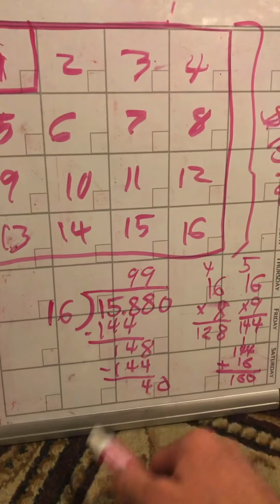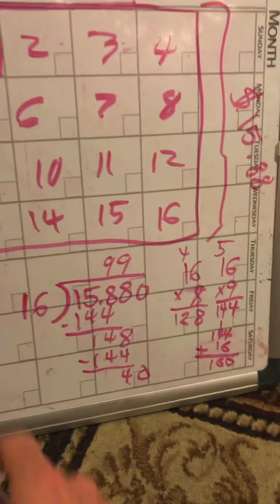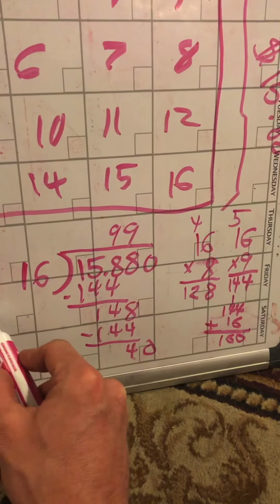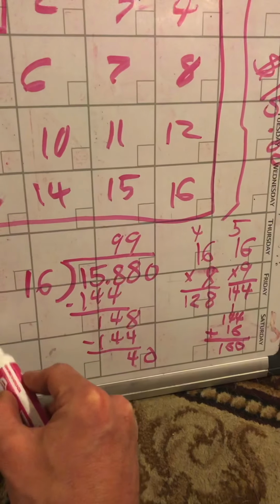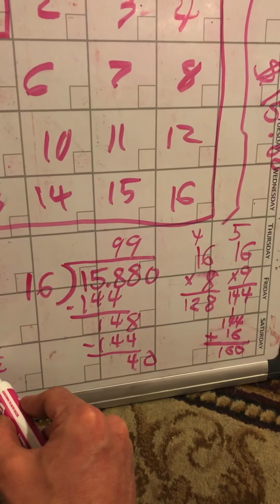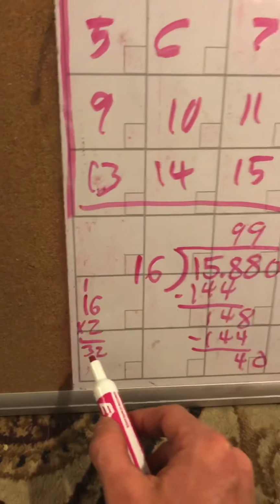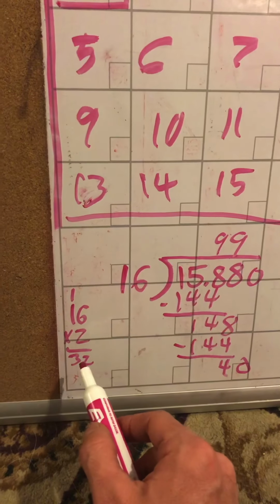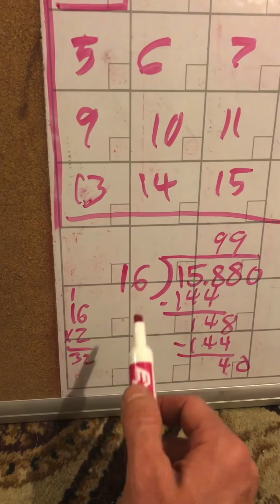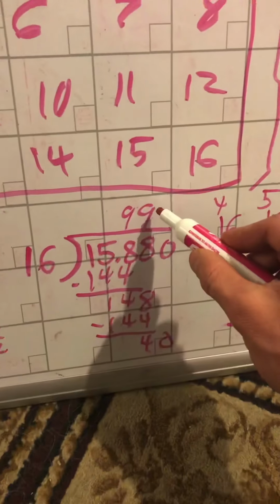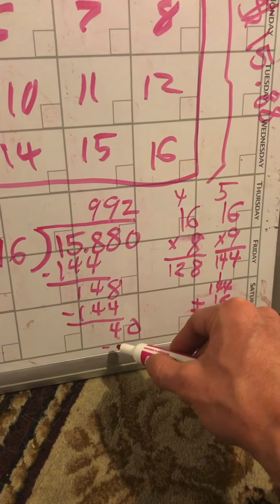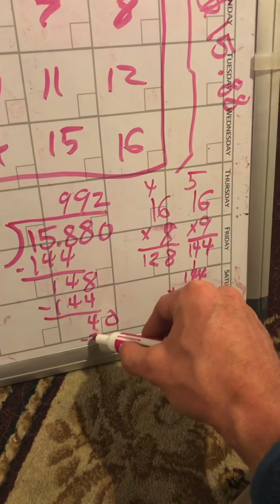16 goes into 40 how many times? This is going to be another one we might have to figure out over here. So let's do 16 times 2. 2 times 6 is 12. 2 times 1 is 2, plus 1 is 3. We probably won't be able to fit 16 in there again, because 32 is only 8 less than 40. So 16 goes into 40 2 times. And we'll have to keep continuing this down. 32.